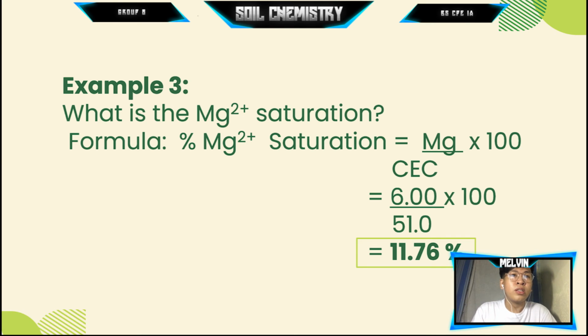Next ay kunin naman natin yung saturation ng magnesium 2 positive. Nakita naman natin doon sa table na yung concentration ng magnesium is 6.00 and yung CEC natin is 51. I-divide natin yung 6 sa 51 then times 100, makukuha natin ay 11.76%.